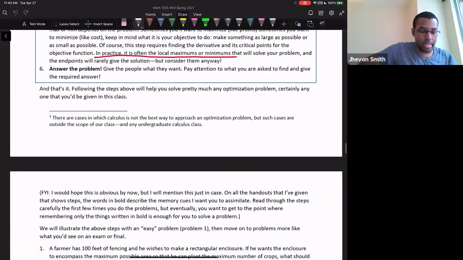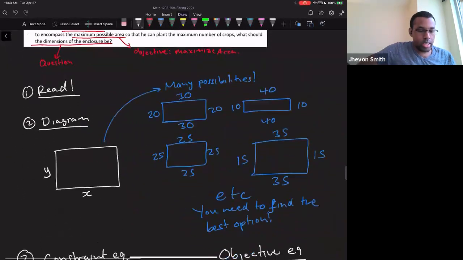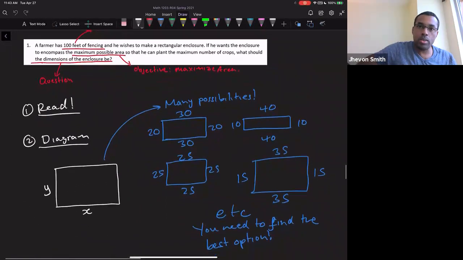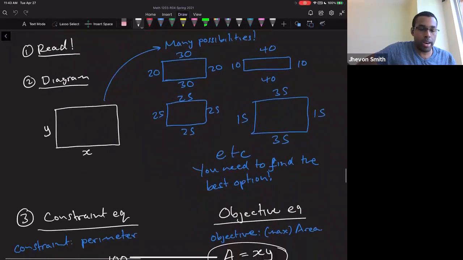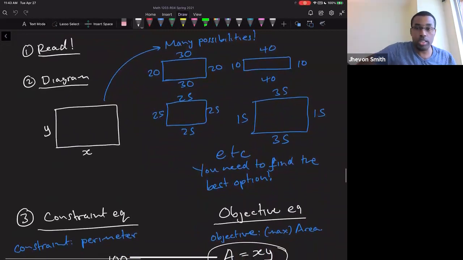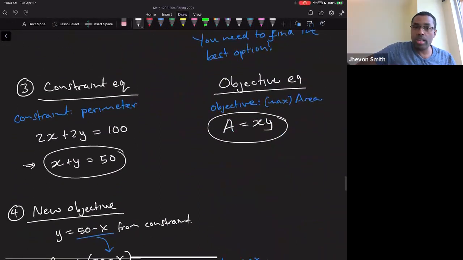We actually did an example. We did that farmer example, where you can see me going through the steps, read, diagram, where the farmer with 100 feet of fencing wants to build a rectangular enclosure of maximum area. We realize that there are many options, but we want to choose, of course, the best one, given his constraints. So we read it, we understand it's an optimization problem, we got a diagram, we created our constraint and objective equation. We had 100 feet of fencing. This is the distance around the rectangular enclosure. That's a perimeter, so our constraint dealt with perimeter, and we wanted to maximize the area. So the area equation is our objective equation.